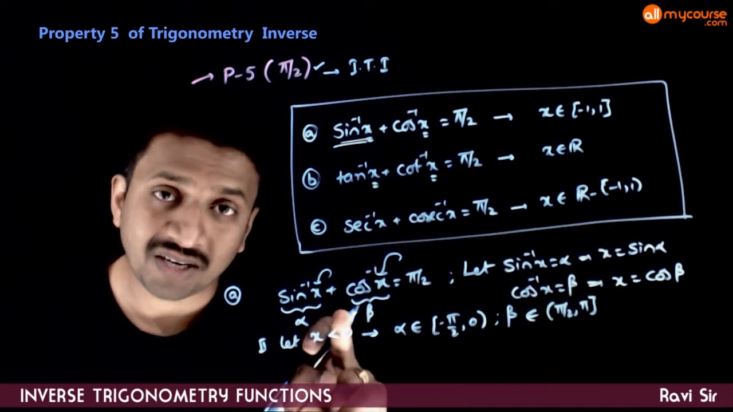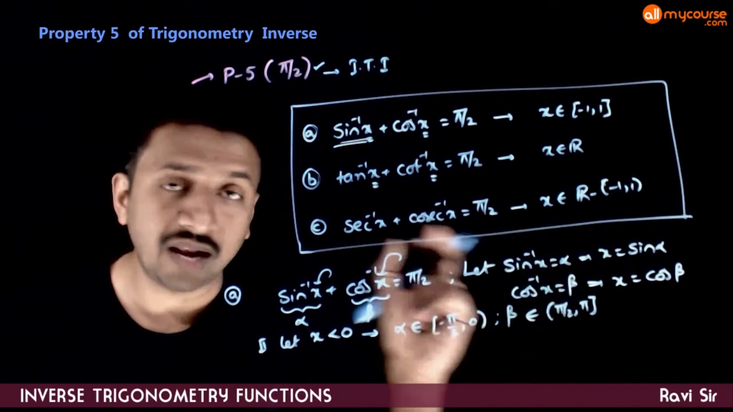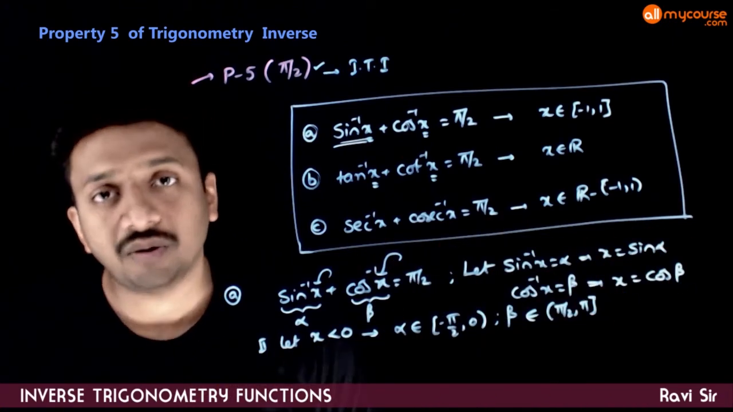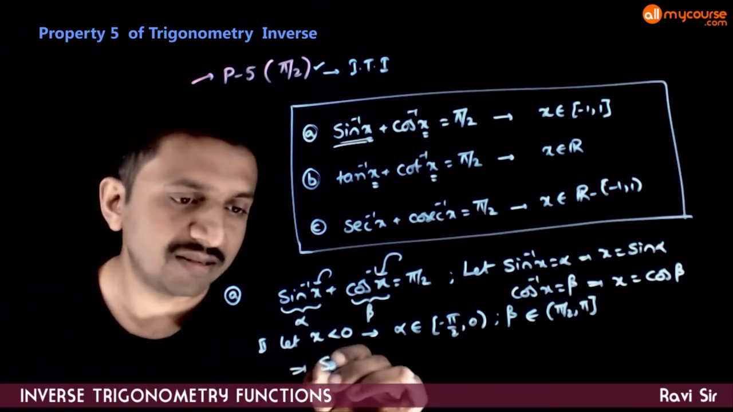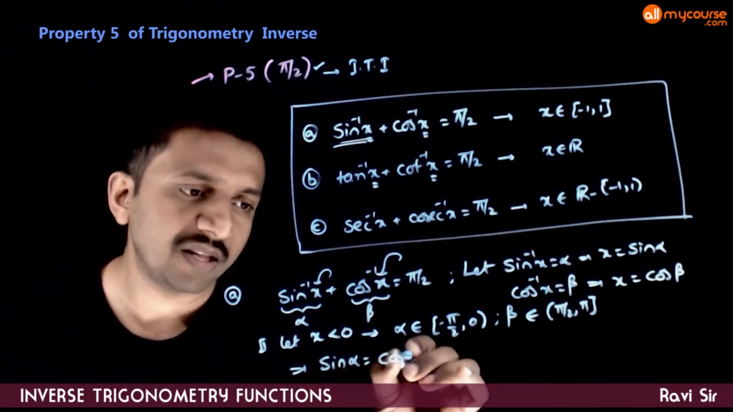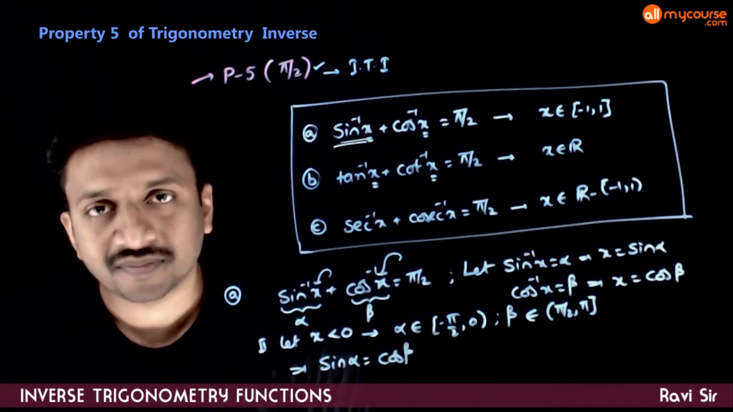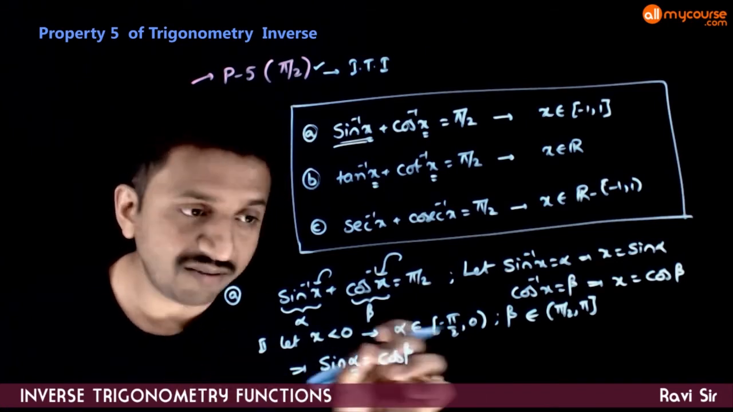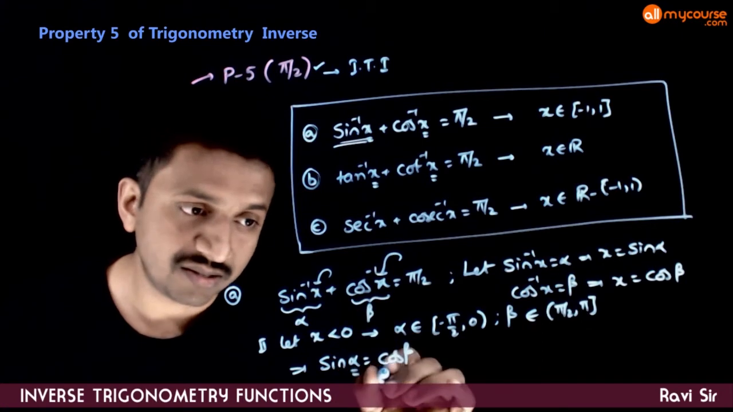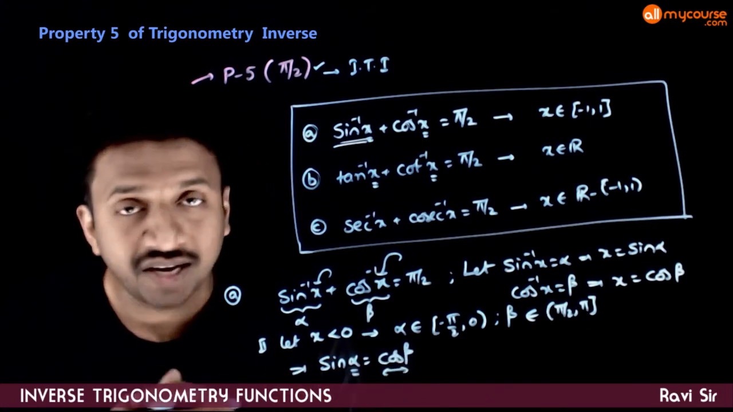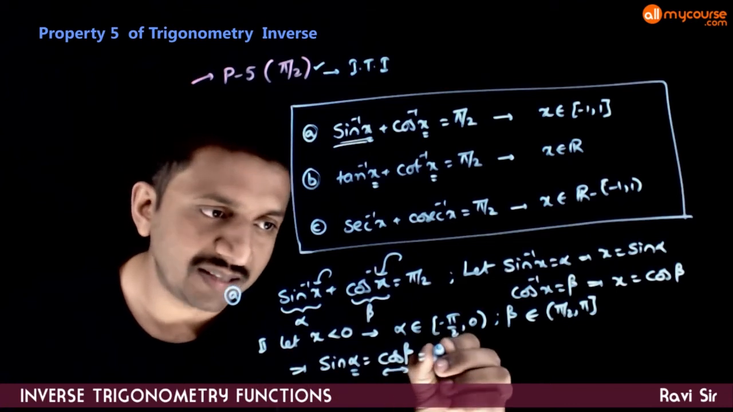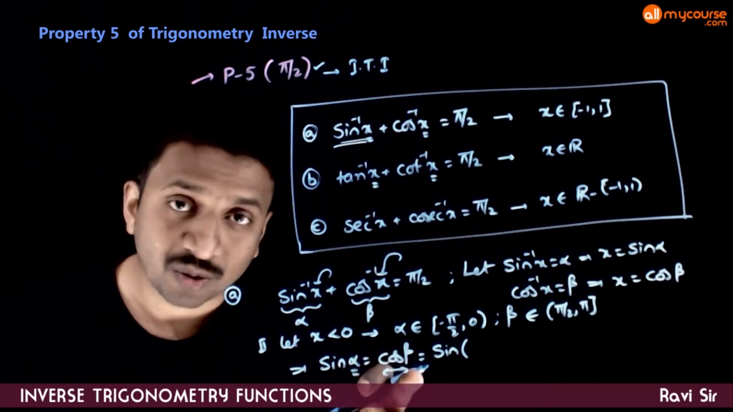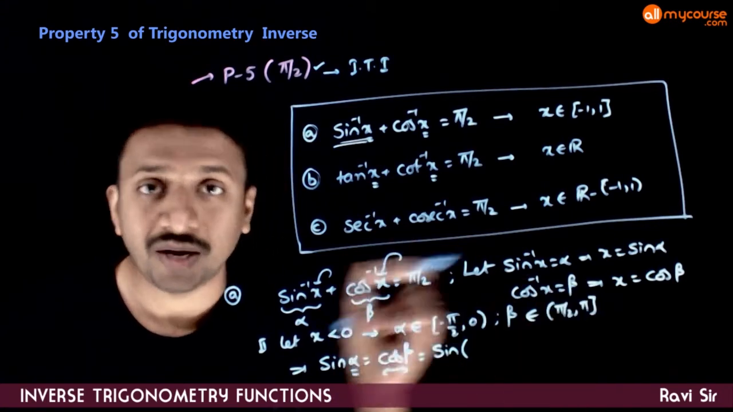And now, from the derivation, sine inverse x is equal to alpha and cos inverse x is equal to beta, which implies x is equal to sine alpha, x is equal to cos beta. This implies sine alpha is equal to cos beta. So now alpha is in the fourth quadrant, sine alpha is negative, beta is in the second quadrant, so cos beta is also negative. Beta is between pi by 2 and pi.